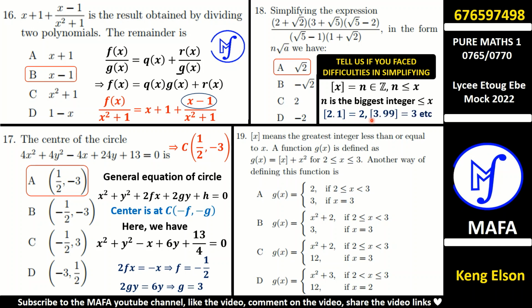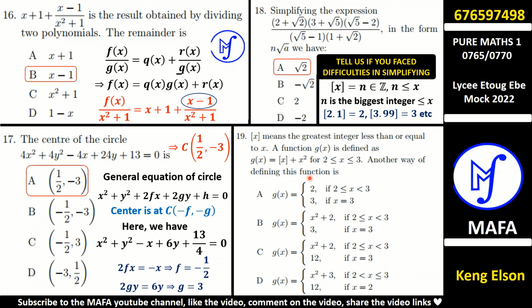Another example, the greatest integer of 3.99 is the greatest integer which is less than or equal to 3.99. There are so many integers that are less than 3.99, but we need the biggest. Integers, for example, like 3, 2, 1 are less than 3.99, but the biggest of those integers is 3. So the greatest integer function of 3.99 is 3.